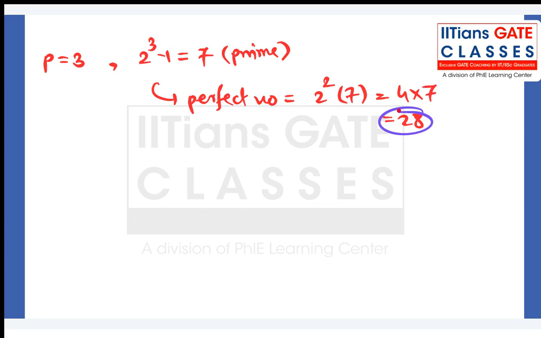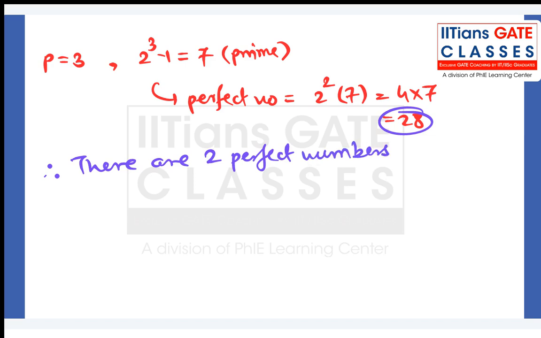There are two perfect numbers. You can do this, as I told you, by taking each number and verifying whether it's a perfect number or not, less than or equal to 36. And those numbers are 6 and 28.